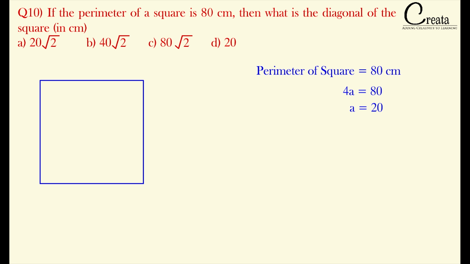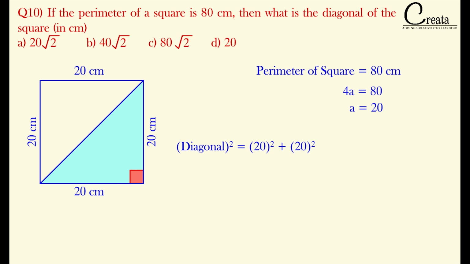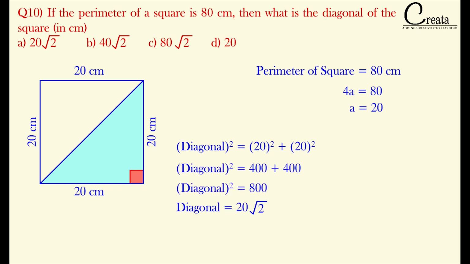In the question, we have to calculate the diagonal of the square. We know all the sides of the square are equal, so all these 4 sides will be equal to 20 centimeter. Further, are you able to observe this triangle is a right angle triangle? Why? Because all the 4 angles of a square are 90-degree angles. So we got this triangle as a right angle triangle, and we know 2 sides of this triangle. Let's calculate the hypotenuse by applying the Pythagoras theorem, that is diagonal square is equal to 20 square plus 20 square. On putting the values and solving, we got the answer as 20 root 2.